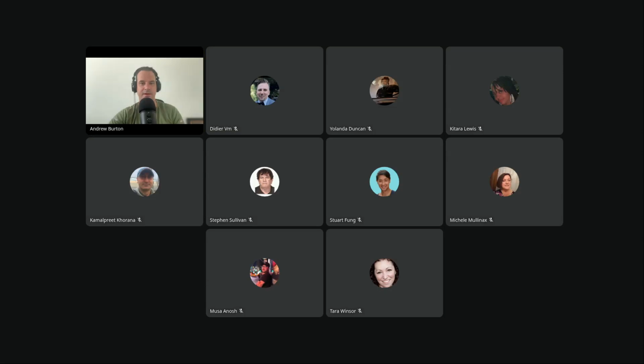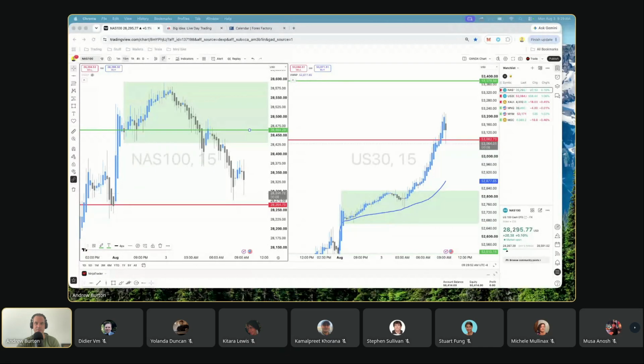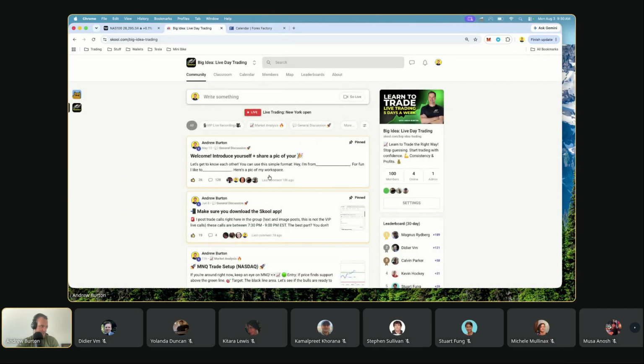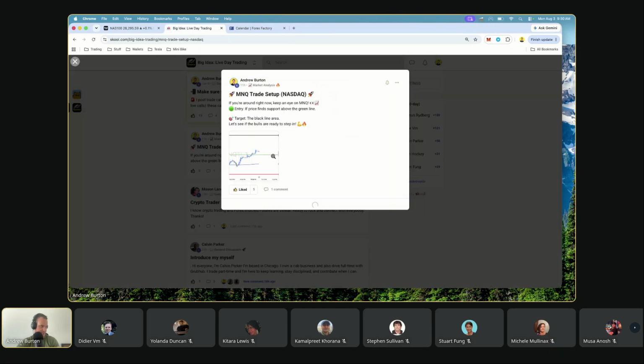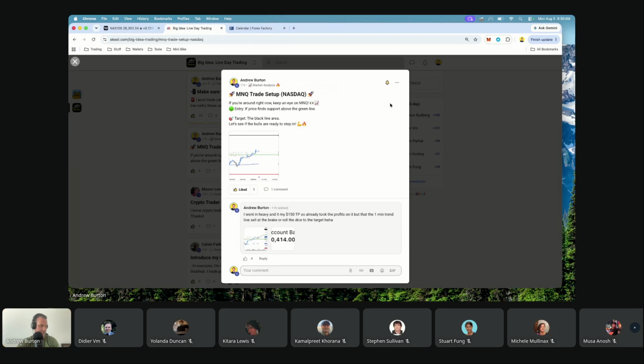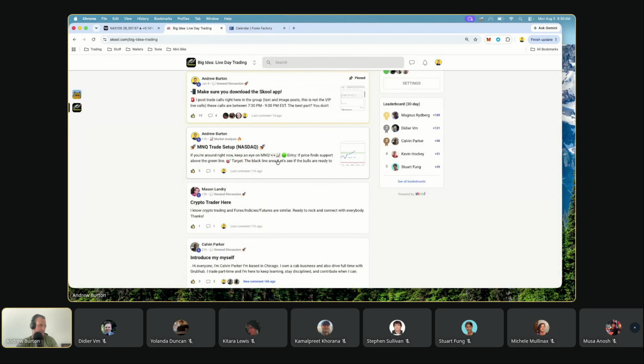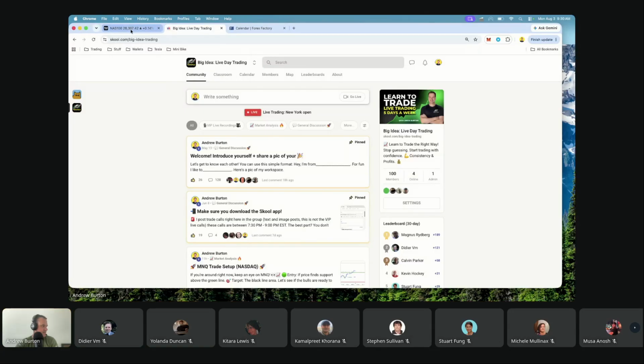I already have things all set up. So we'll just go share the screen. And I did do some trading last night, guys. So my balance is now 50,414. And basically, this was the trade setup that I did. This one right here. So I took a couple $100 profit from that, which was pretty good.